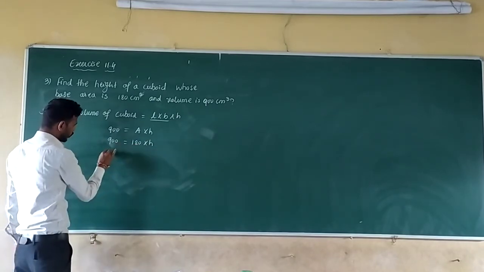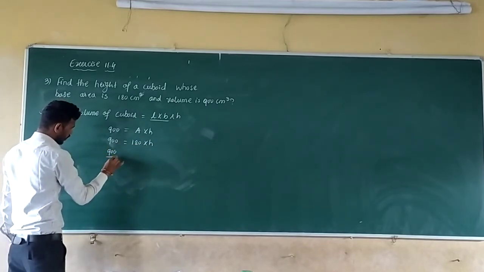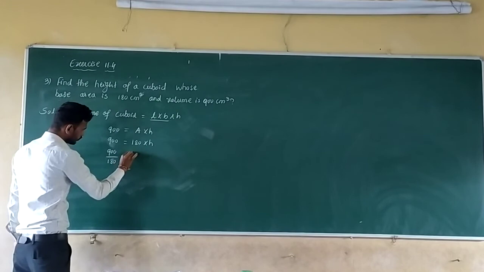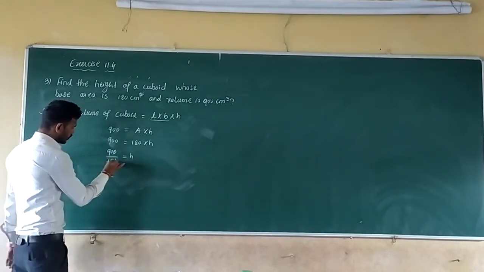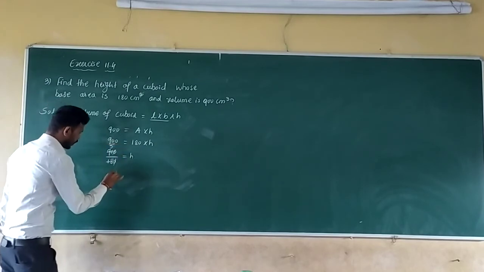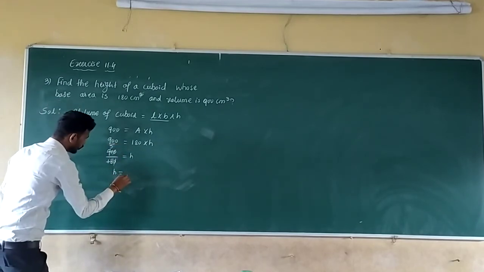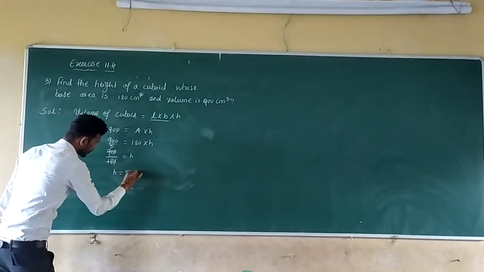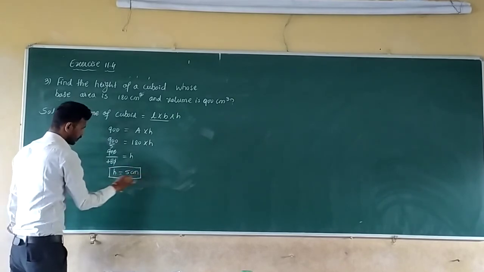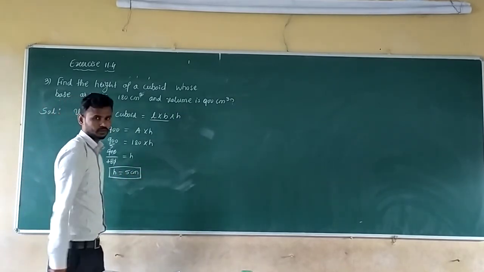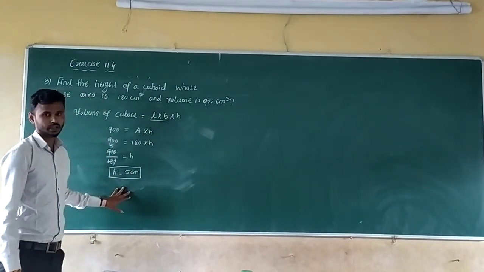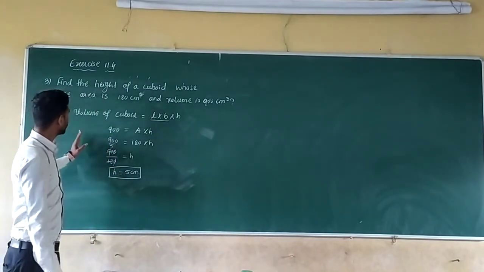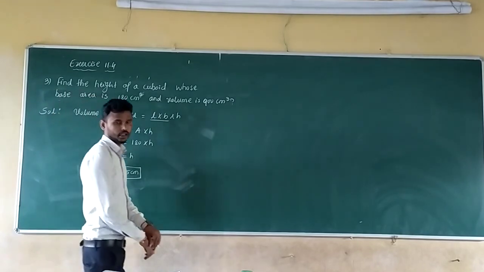Now bring 180 to the LHS, that will become division, which equals h. So the zeros get cancelled. 18 ones are 18, 18 fives are 90. That means the height of the cuboid is 5 centimeter. So the height of this cuboid is 5 centimeter. This is the solution of the third main question.